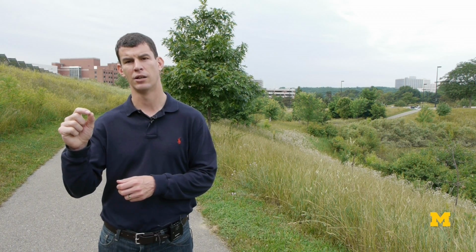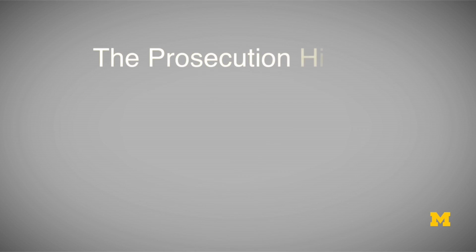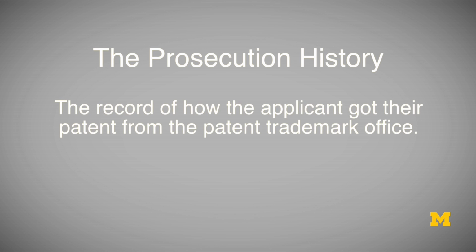Now, when talking about claim construction, courts have given us some guidance on how to figure out the definition and meaning of the words in the claim. And what they've told us is that you need to look at the language of the claim itself and understand it based upon the teachings in the rest of the patent, the specification, including the drawings, and also looking at the prosecution history. The prosecution history is the record of how the applicant got their patent from the Patent Trademark Office. So the office actions, the rejections you received from the examiner, and your responses to the examiner in ultimately obtaining your patent rights.